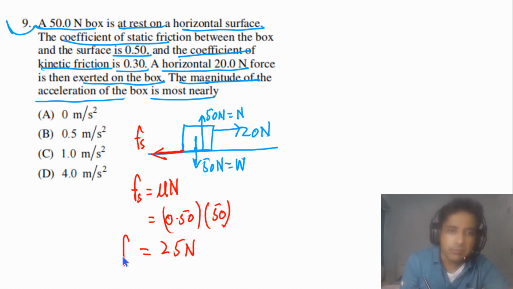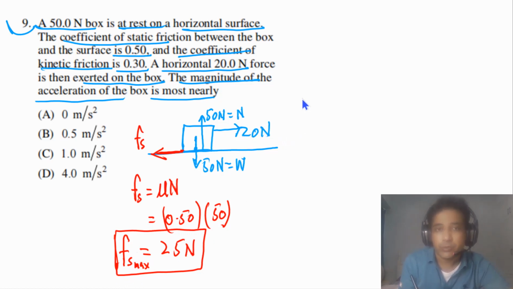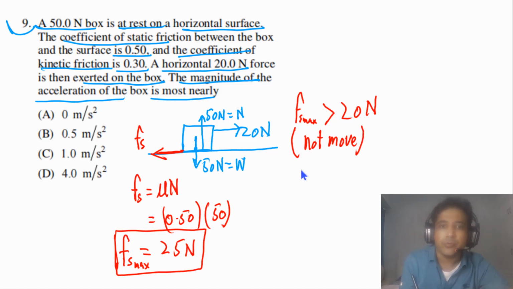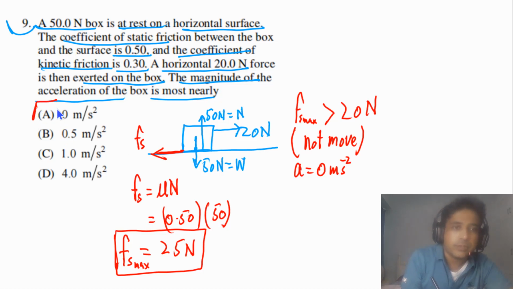So the maximum value of static friction is equal to 25 newtons, and 25 newtons is greater than 20. It simply means that as Fs maximum is greater than 20 newtons, the block will not move. The block will stay at rest. As the block will not move, the acceleration of the block simply will be equal to 0 meters per second squared. So the answer for this question has to be A.